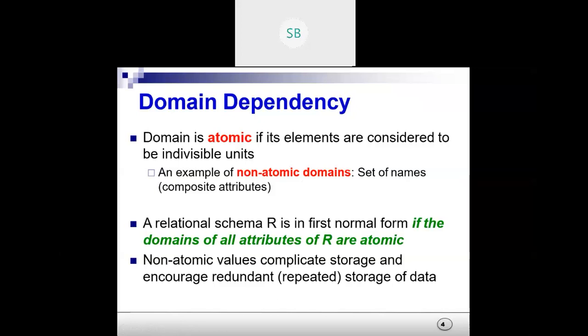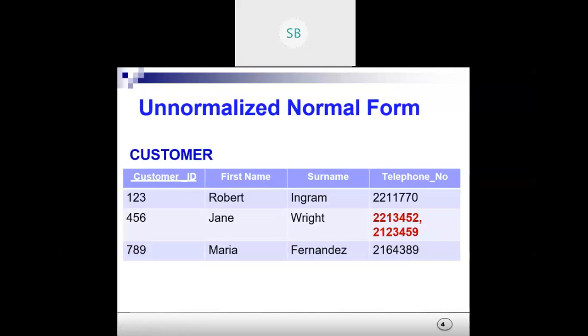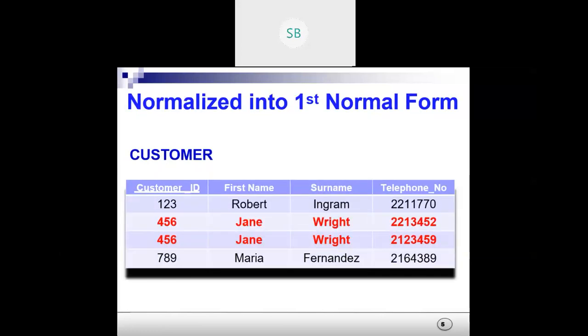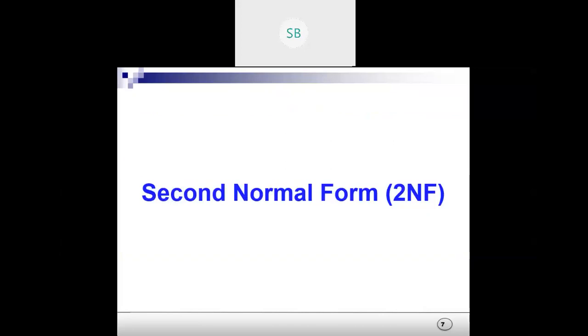A relational schema R is in first normal form if the domains of all attributes of R are atomic. Just now we have seen the example. What do you mean by atomic? Non-atomic values complicate the storage and encourage redundant storage. But we are using only atomic values, so there is no redundancy. This was the unnormalized table we had, and we converted it into the first normal form. This was all about the first normal form.